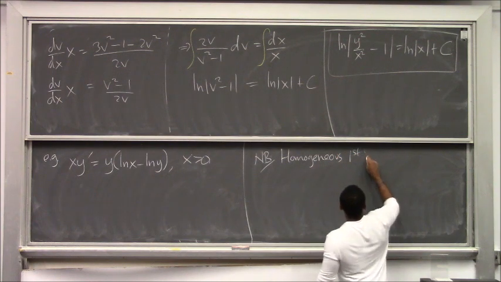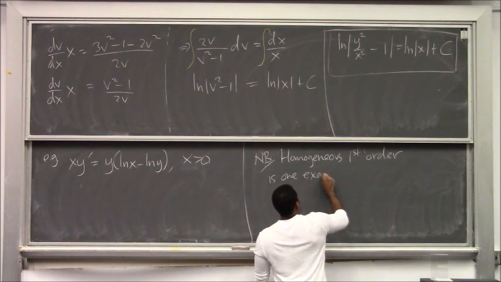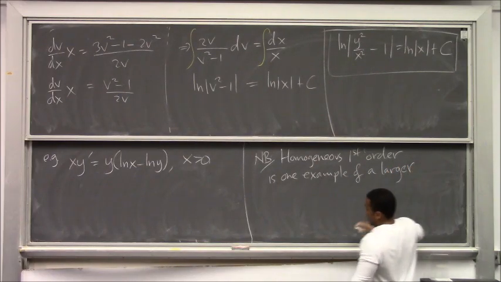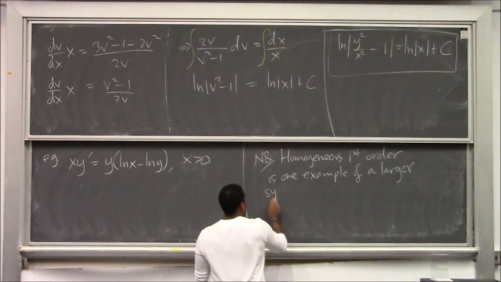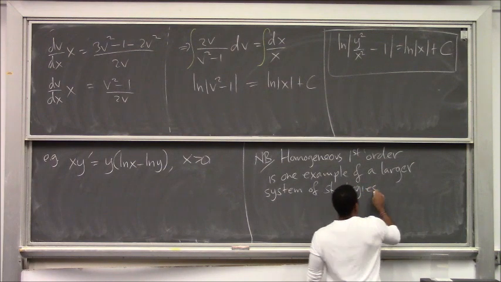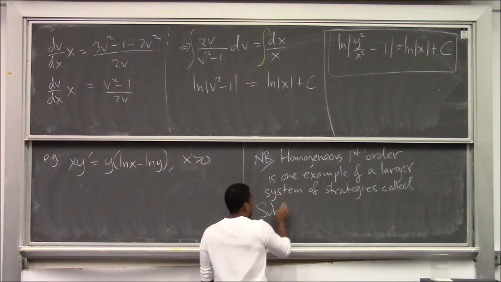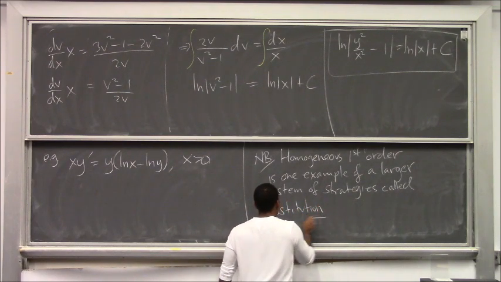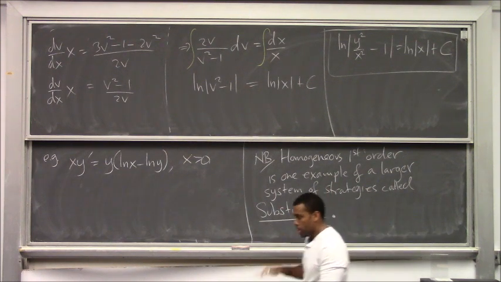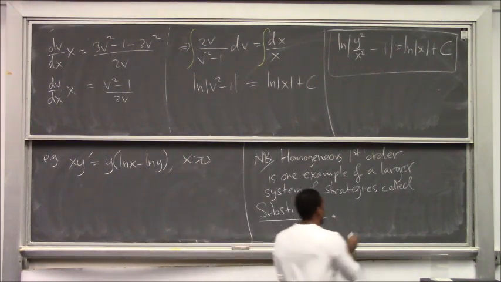I want you to know, homogeneous first order is one example of a larger system of strategies, which is called substitution, it turns out. So this is substitution for differential equations. And it just so turns out that when this particular pattern presents itself, the substitution of v equals y over x is going to be the way to go. However, there are possibly others.